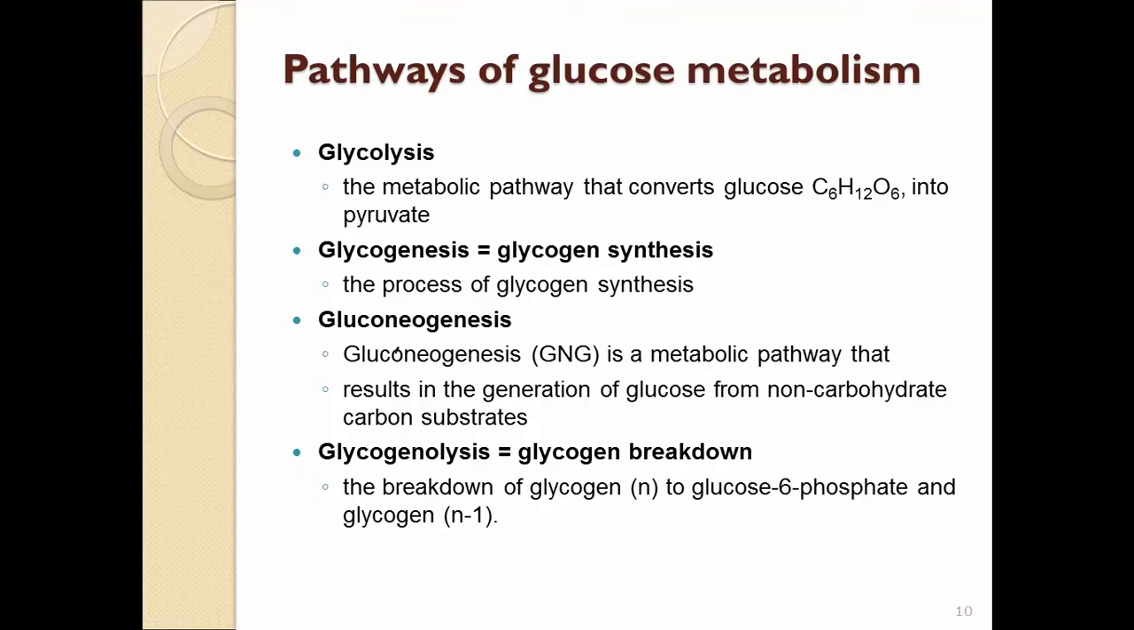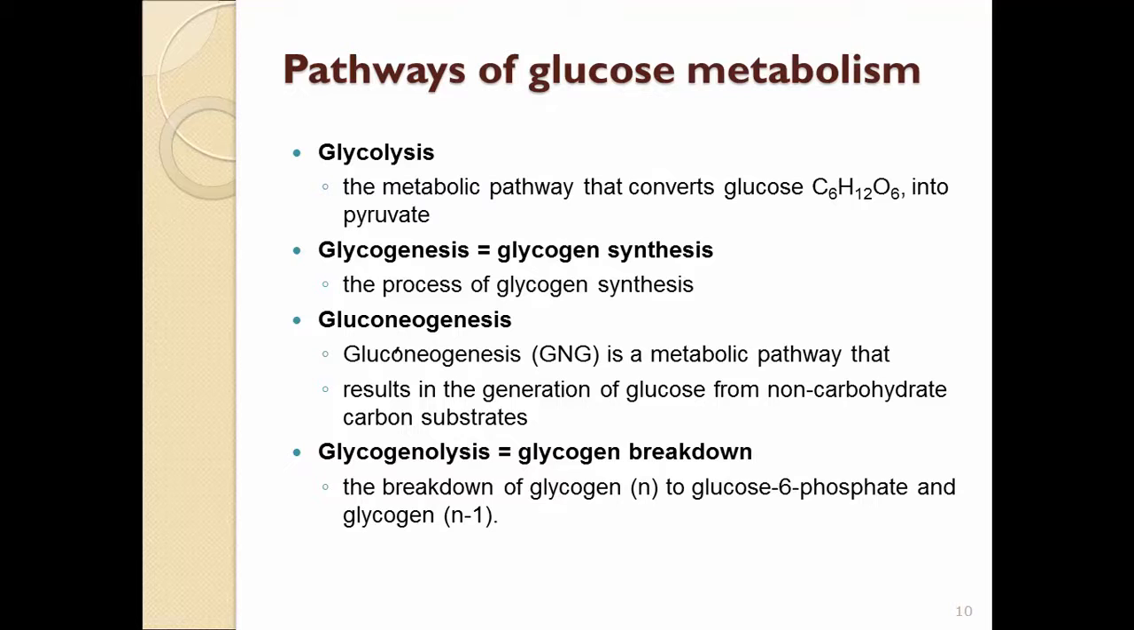And before we talk about the regulation of blood glucose levels, I wanted to explain in a little more detail each metabolic pathway of glucose. Glycolysis is one of the pathways. Glycolysis is a metabolic pathway that converts glucose into pyruvate, right? So in the glycolysis pathway, glucose can be metabolized to generate pyruvate in aerobic conditions. And glycogenesis is also called glycogen synthesis, right?